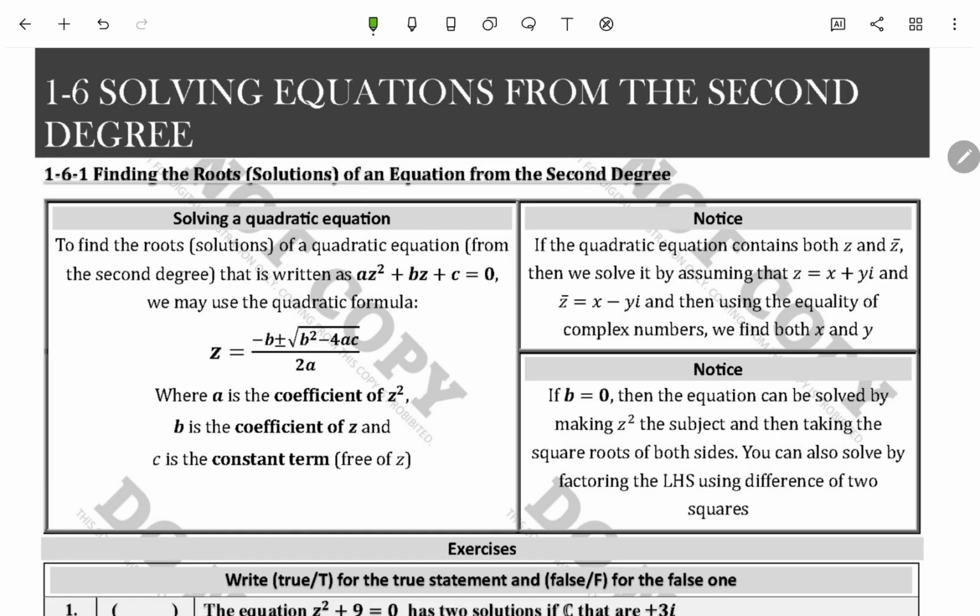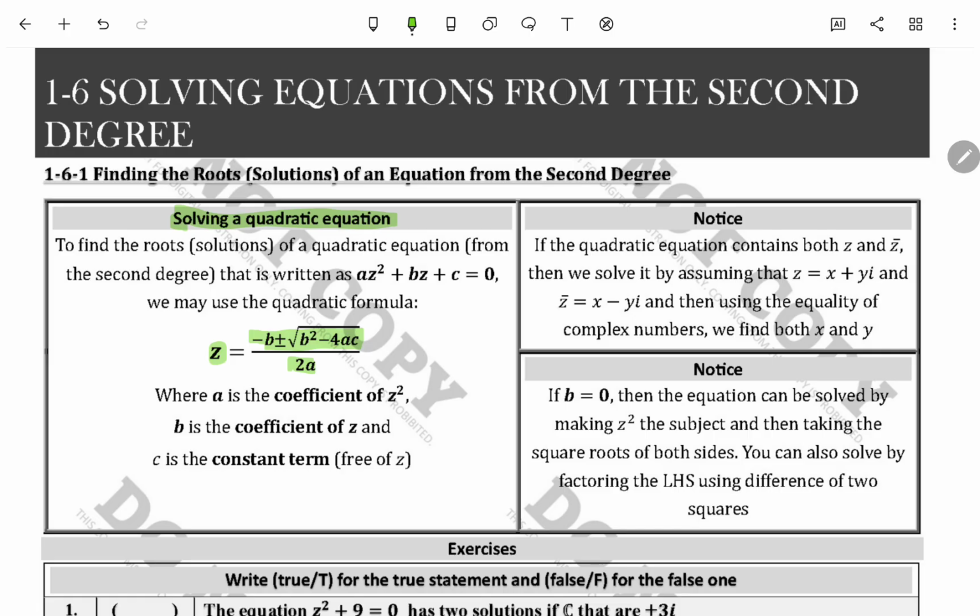The first note is talking about solving a quadratic equation by using the quadratic formula, like z equals negative b plus or minus square root of b squared minus 4ac over 2a.